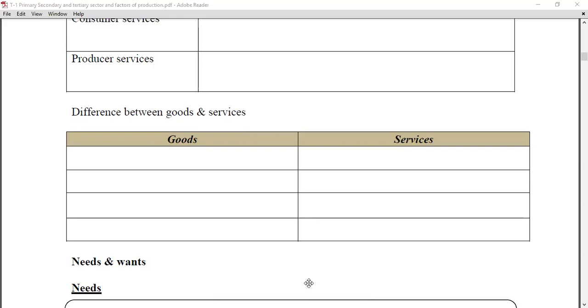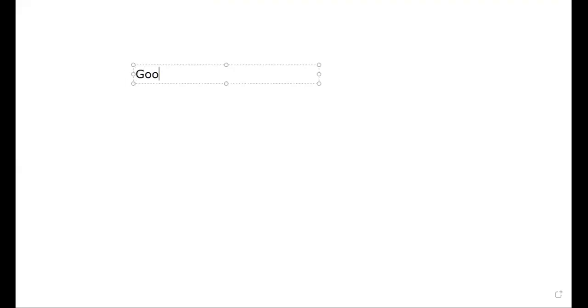If you write it like that, for example, goods on one side, and on the other hand, services.